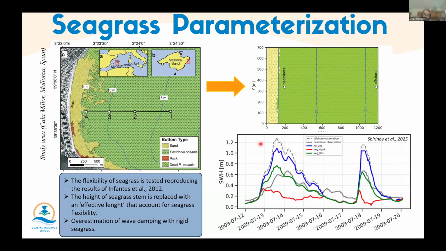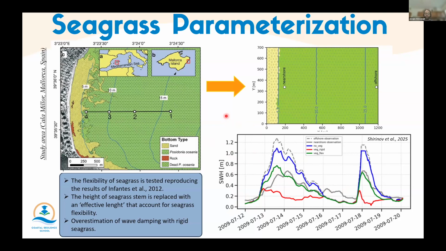Then if we add vegetation with no flexibility, we obtain the red curve. That is reducing the wave energy too much, because we need to compare it with the solid gray line. That is the measurement of significant wave height where we have seagrass. While if we add the flexibility of seagrass, we can obtain fairly good results of the significant wave height.